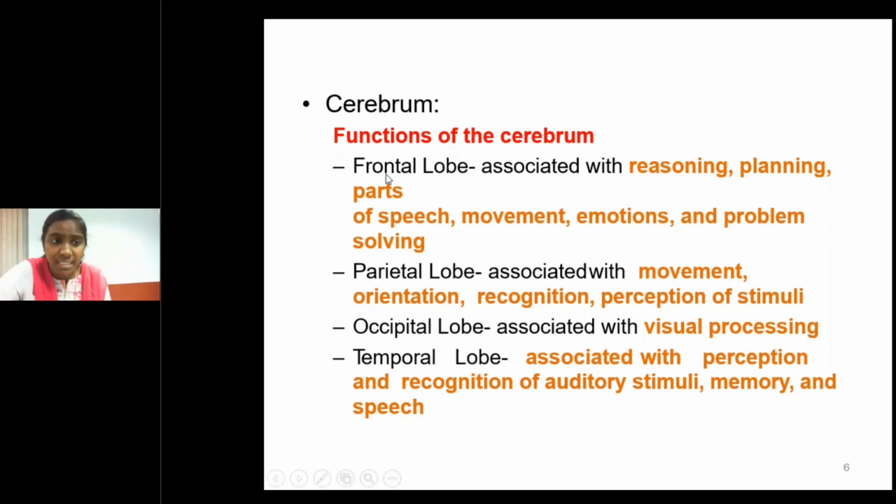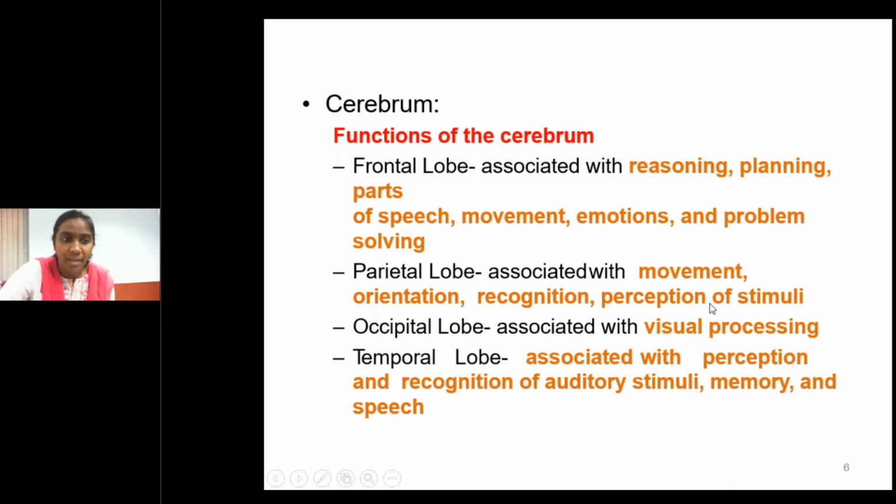The frontal lobe is responsible for reasoning, planning, some speech parts, movement, emotions, problem solving, cognitive function. The parietal lobe is associated with movement, orientation, recognition, perception of stimuli. The occipital lobe is associated with visual processing. The temporal lobe is for perception and recognition of auditory stimuli, memory, and speech.